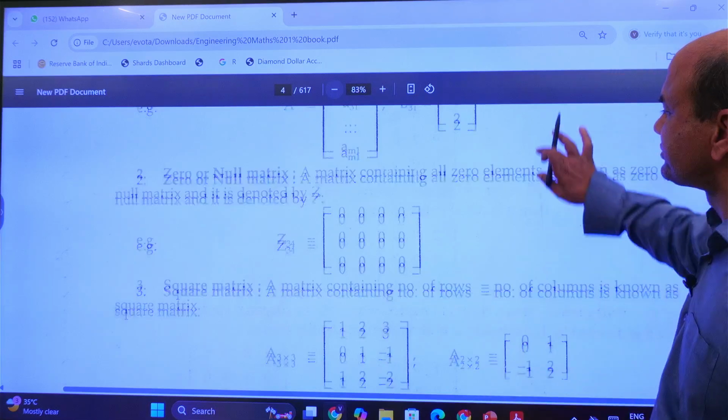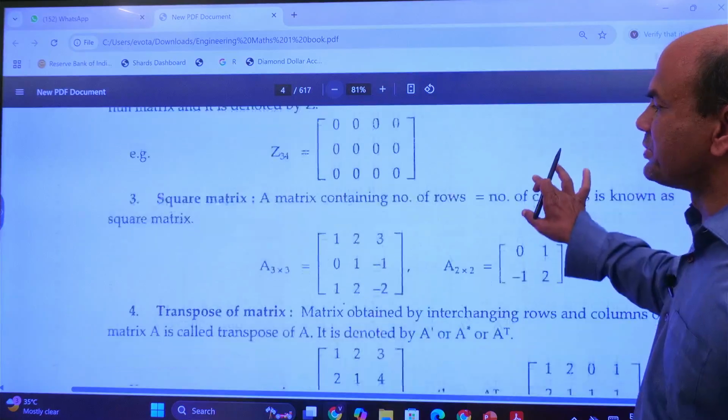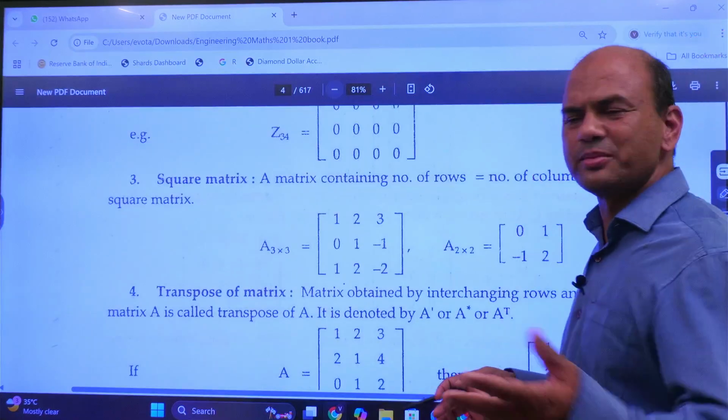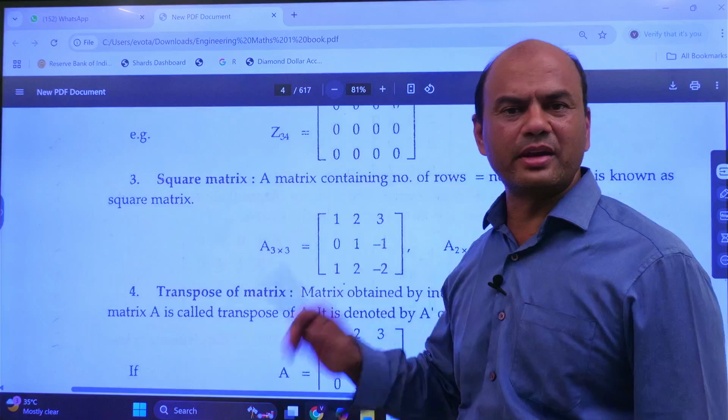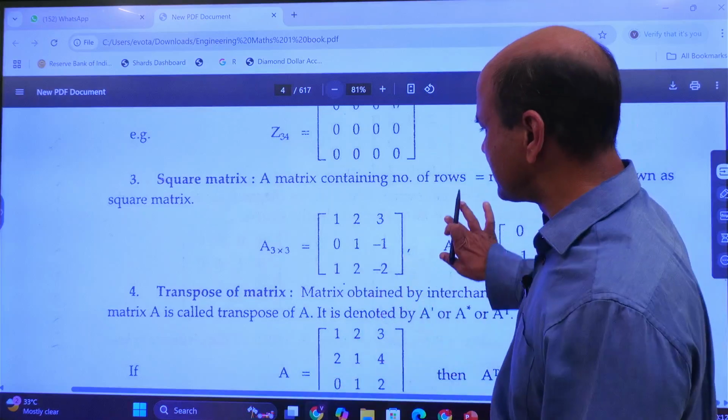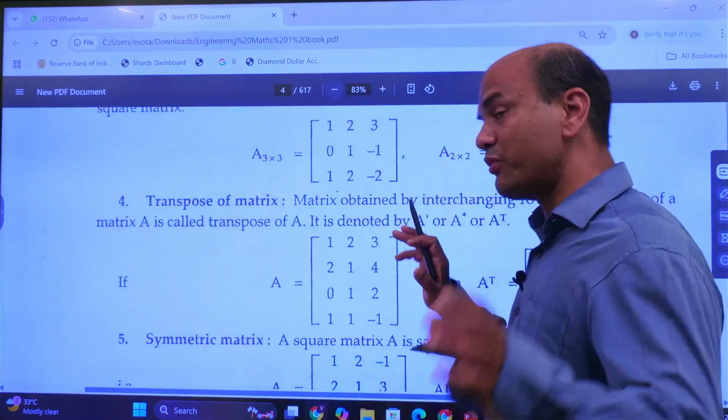Square matrix. Square matrix means same rows, same columns. A matrix containing a number of rows equal to the number of columns is called a square matrix. Clear? Simple.